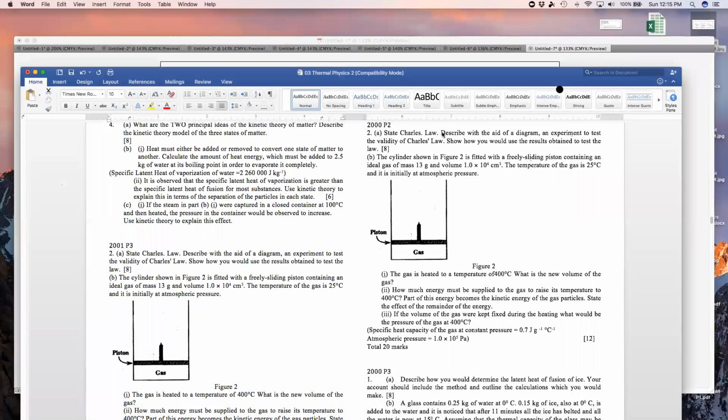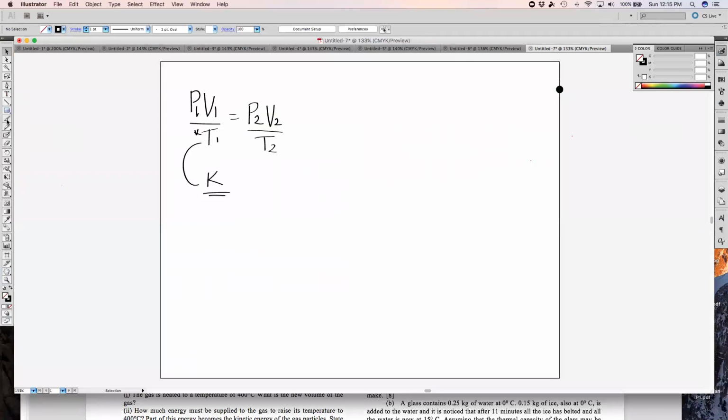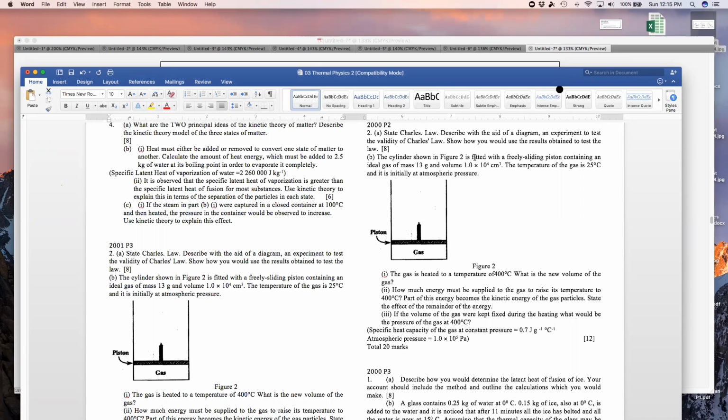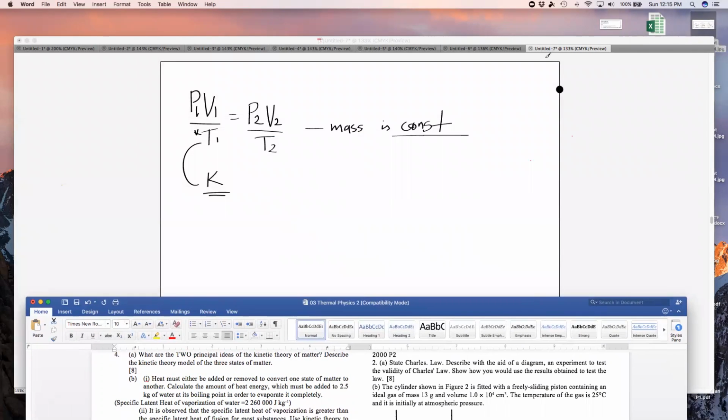So if I could bring back up the question: the cylinder shown in figure 2 is fitted with a freely sliding piston containing an ideal gas of mass 13 gram and volume this. The temperature of the gas is 25. Now this law is only valid provided that mass is constant. That's the only way. Mass must be constant. The temperature of the gas was 25 and it was initially at atmospheric pressure. So let's see if you could put that information on this question.